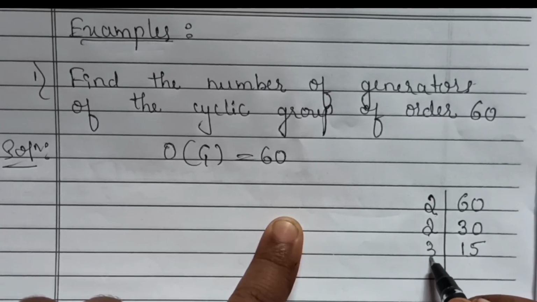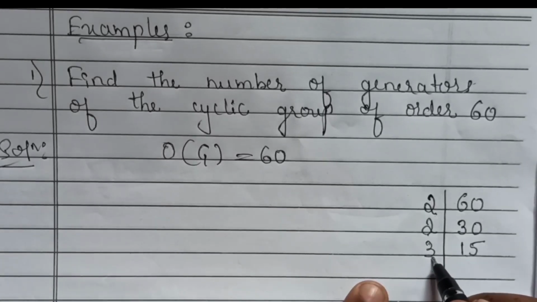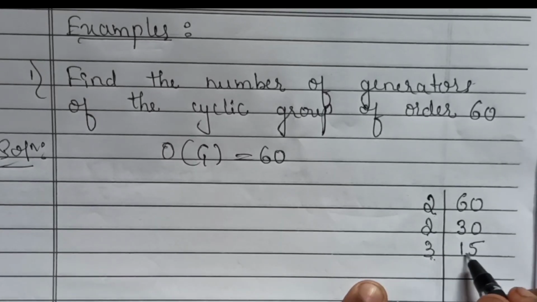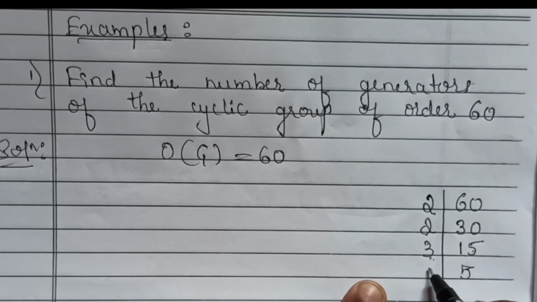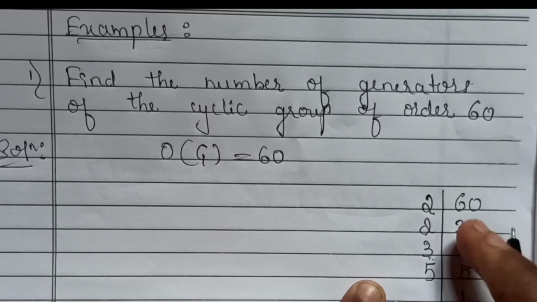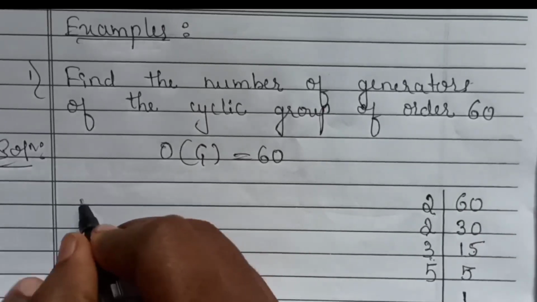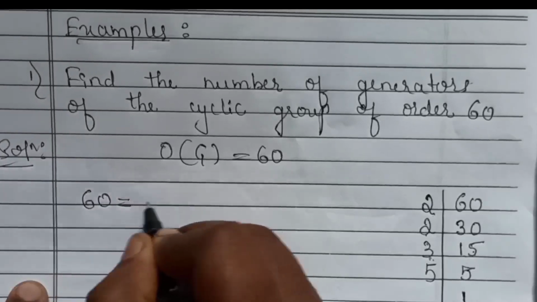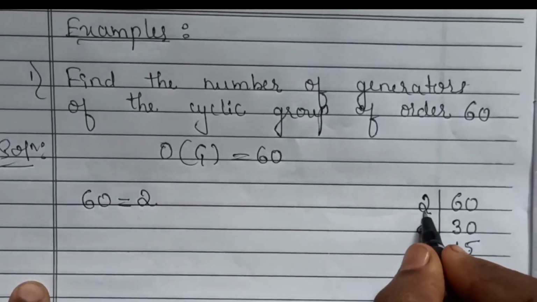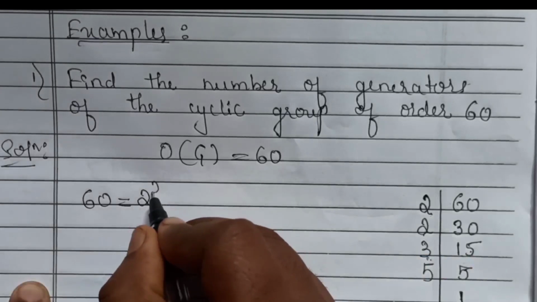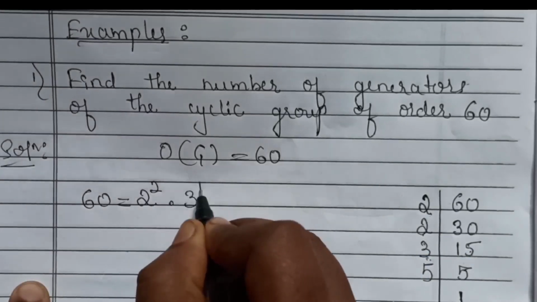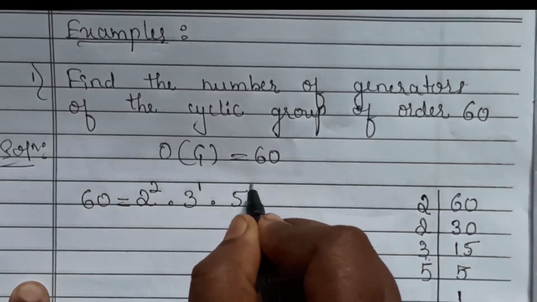Now we divide by the factor 3: 5 threes are 15 and 5 ones are 5. Therefore 60 can be written as 2 power 2, 3 power 1 and 5 power 1.